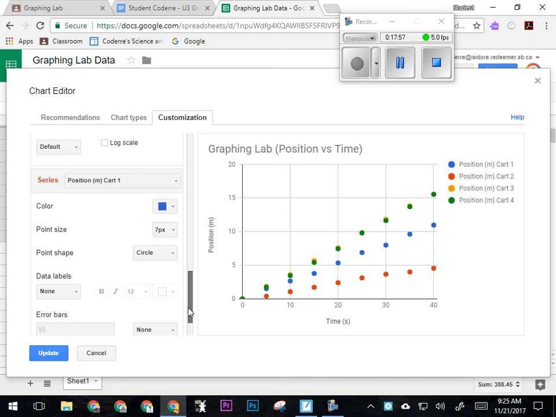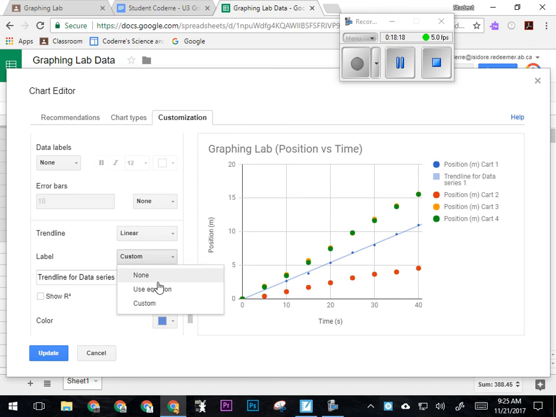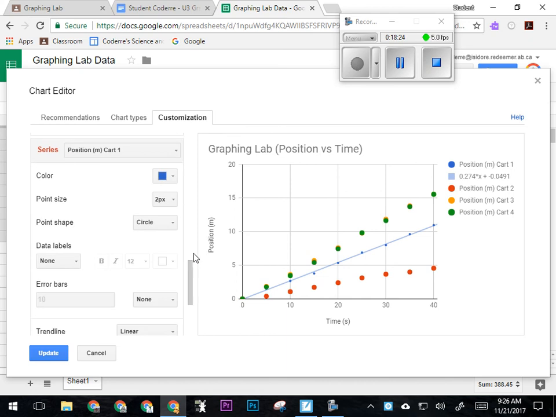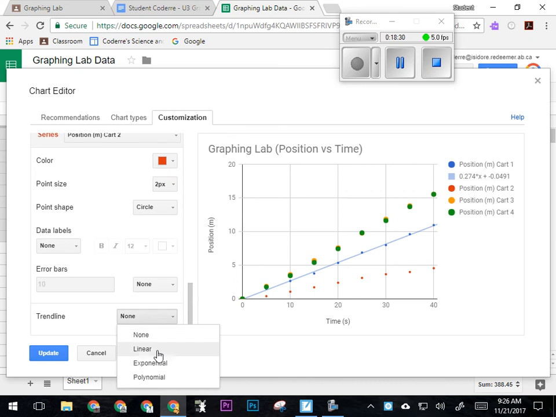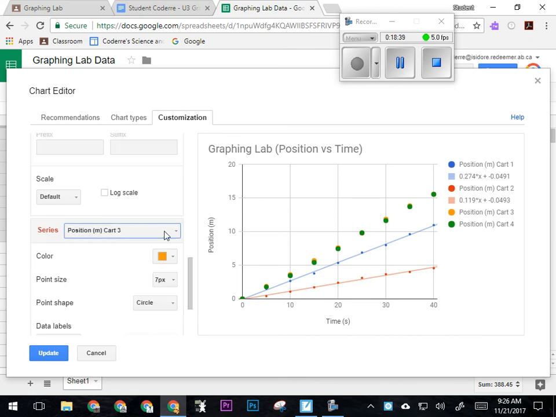We don't really need to change anything else, but we're going to go down to series, and you're going to want smaller points, because as you can see, the green points and the yellow points are right on top of each other. So having smaller dots will be really useful here. I would change them to 2px, and then put in your trend line and put in your equation, and then do that for each one of the carts. You can see we're getting that graph to form here.